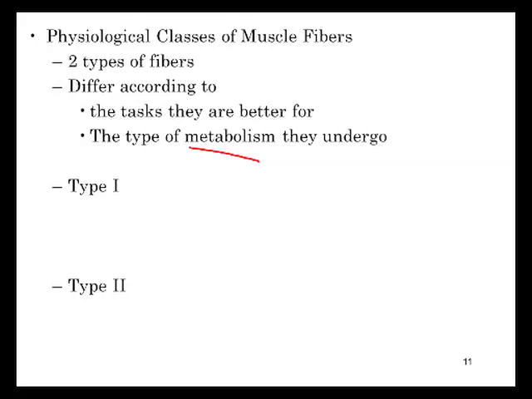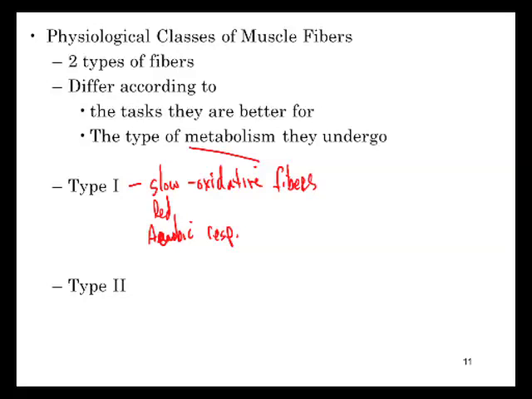So here we have type 1 and type 2 fibers. Type 1 fibers are called slow oxidative fibers. They're also called red fibers. They rely on aerobic respiration. And they have a slow twitch rate.